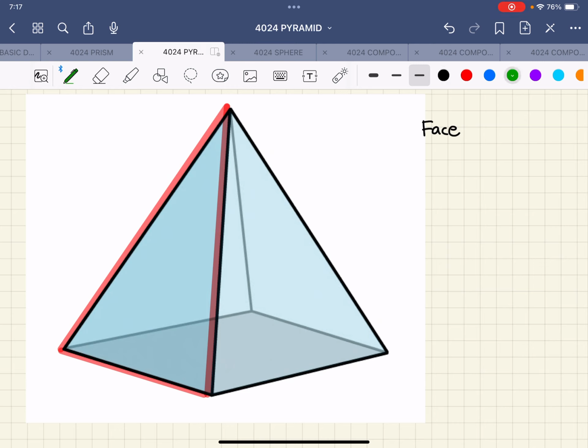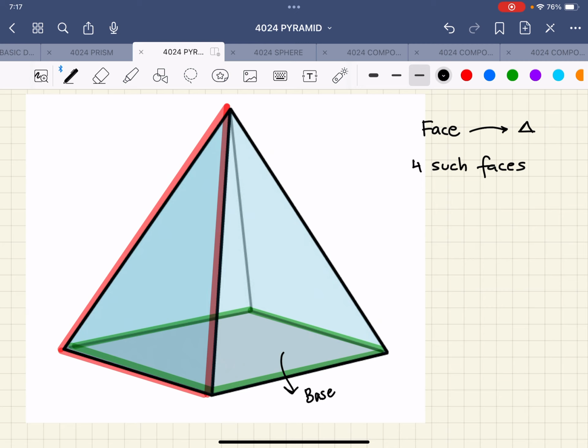Now let me focus on the base. This is one line. Let me make it thicker. So in green color, this is one of the sides of the base. It looks like a square base. So there are 4 sides to it. All the sides have equal length. So yes, there is a base of the pyramid. The face is a triangle and there are 4 such faces.